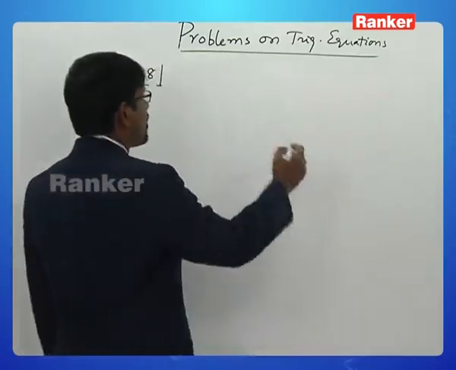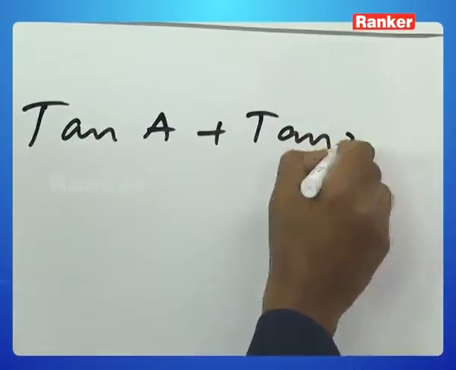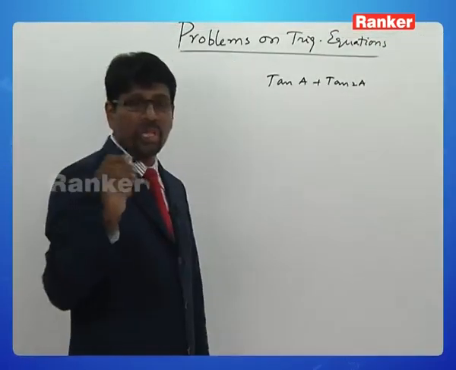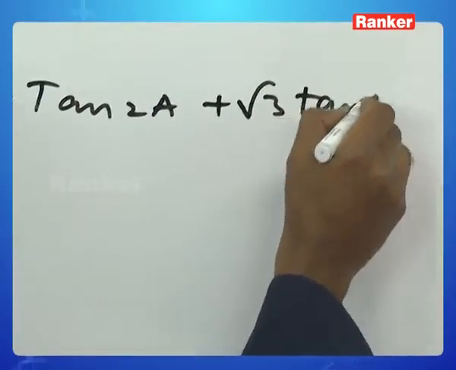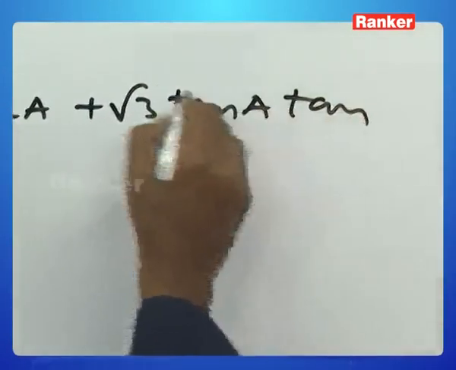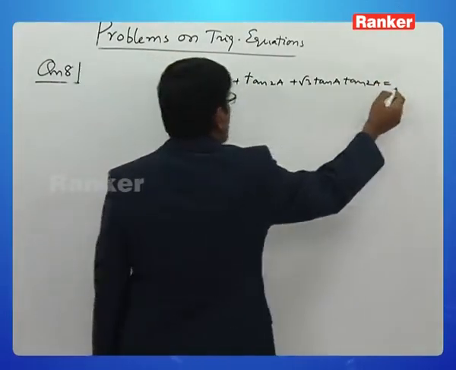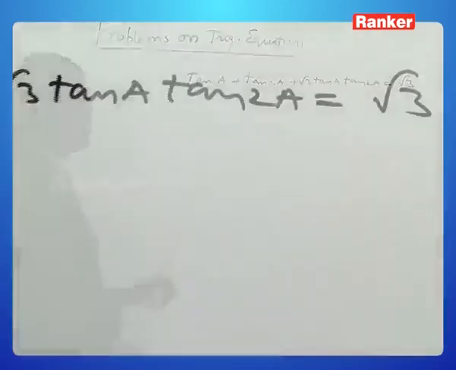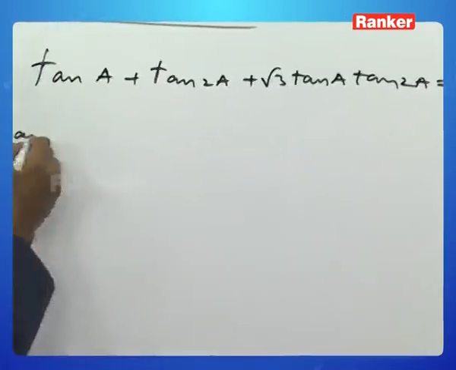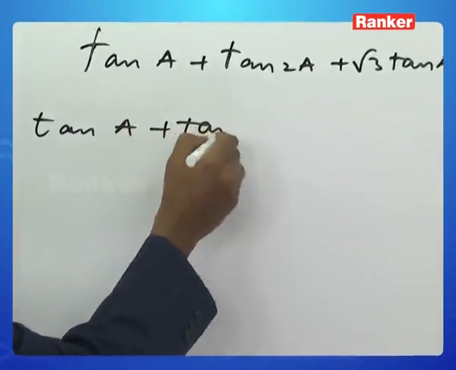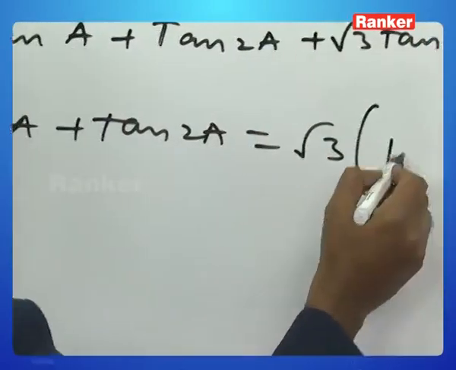Now let's have a look at this equation here. Tan a plus tan 2a plus root 3 tan a tan 2a is equal to root 3. We will transpose this term to the other side. So what do we have here? Tan a plus tan 2a is equal to root 3 into 1 minus tan a tan 2a.